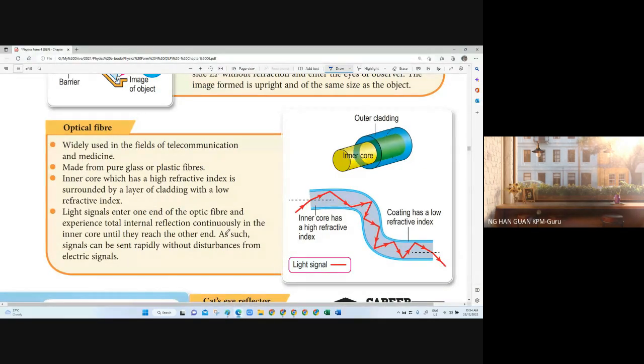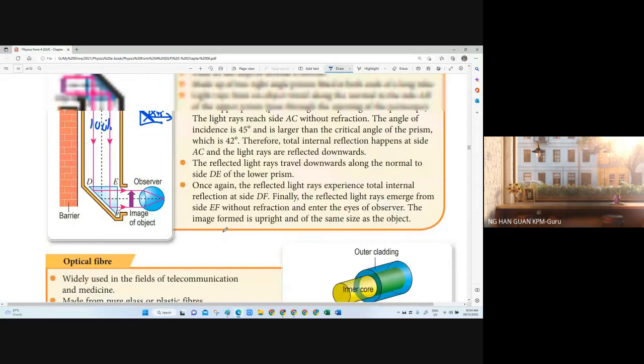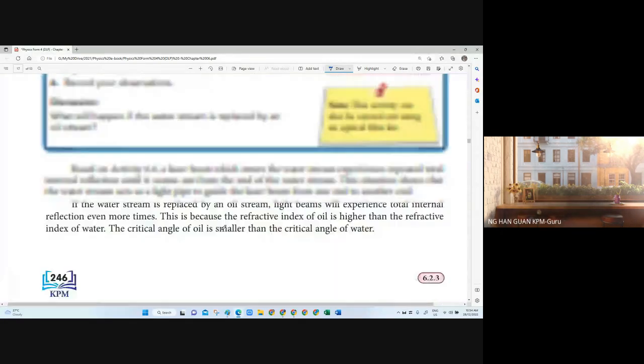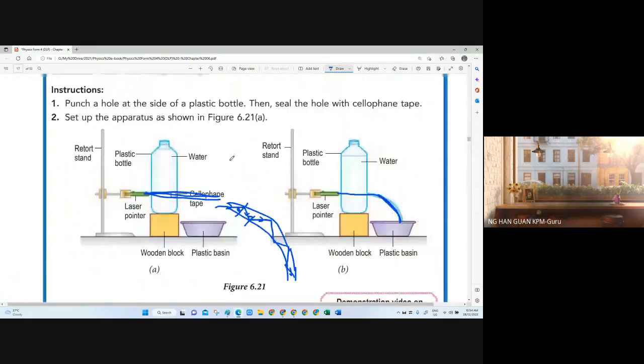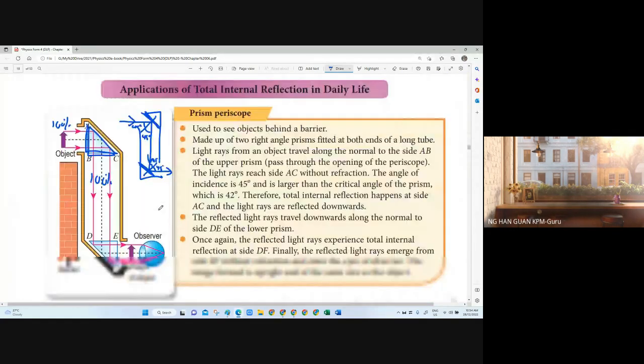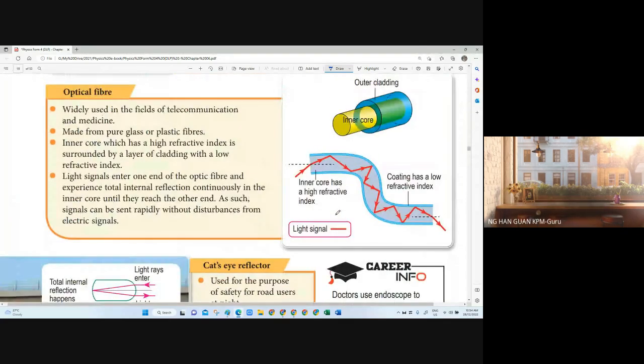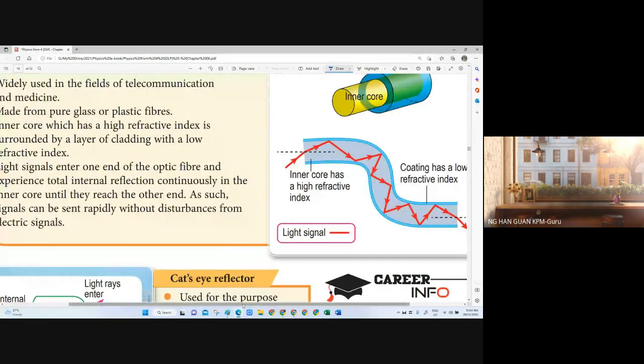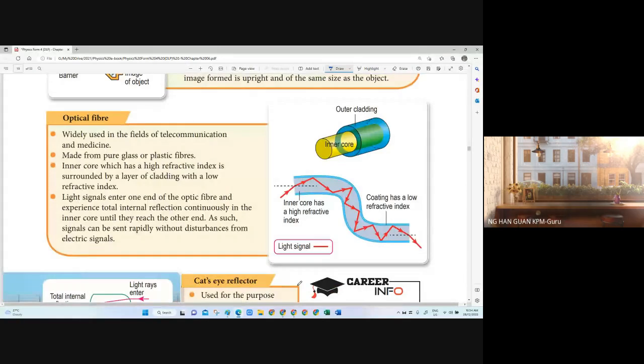Okay, the next one, the optical fiber. As I told you just now, it is a similar explanation to these falling rays of light for this Activity 6.6. Okay, the only difference is the design of the optical fiber. In the design of the optical fiber here, we have the inner core and the coating. Okay, it means that we have two layers. Actually, we have two-layer glass.